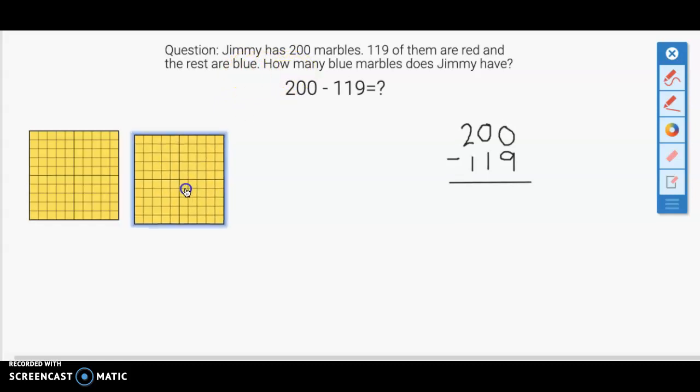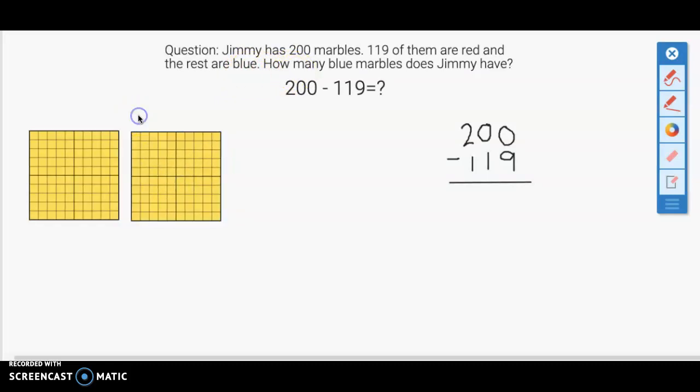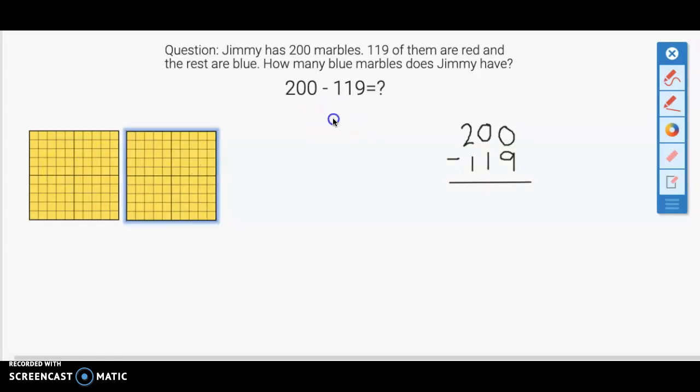We'll start our equation using our base 10 blocks, where we have 200 base 10 blocks. One of these squares represents one group of 100. So our first step for this problem would be to look at our equation and see that we need to start in our ones place. Our equation is telling us that we need to take away 9 ones. However, there aren't any ones to take away.